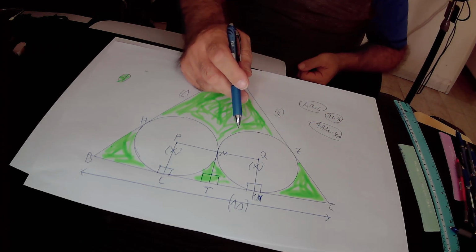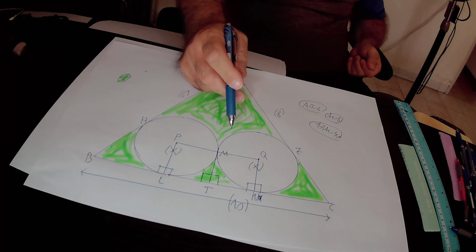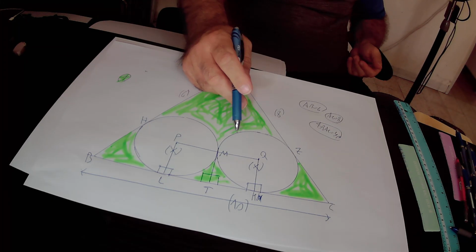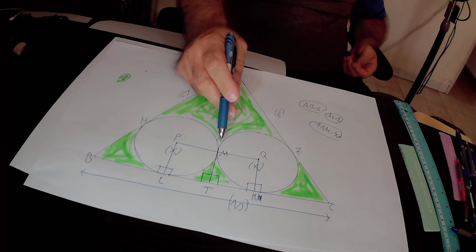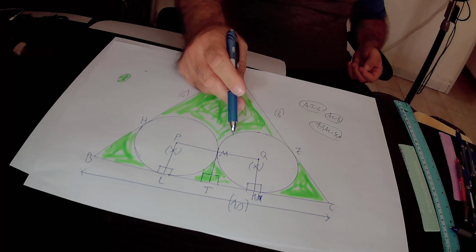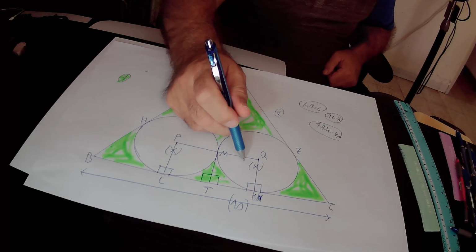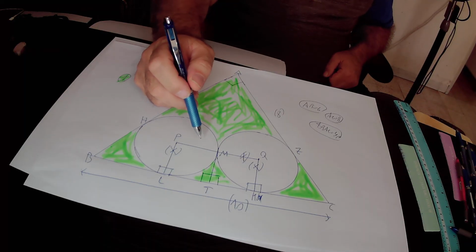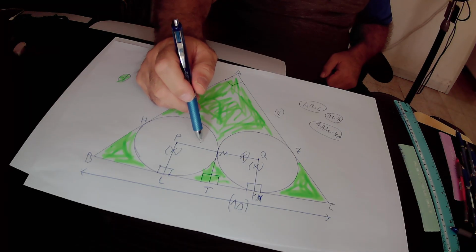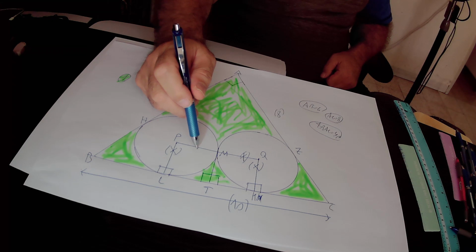QM is of course the radius of this circle, equal to x. Why is QM the radius? Because it starts from the center of the circle and ends at point M, which is a point on the circle itself. So QM is the radius of the circle, equal to x. Likewise, PM is also a radius of the circle, for the same reason. It equals x.